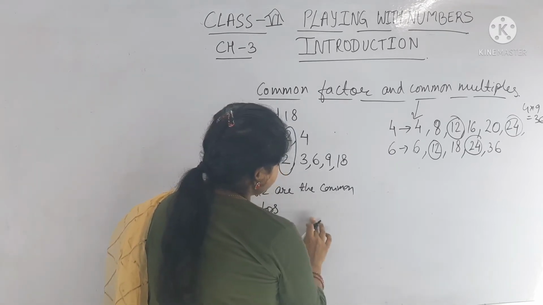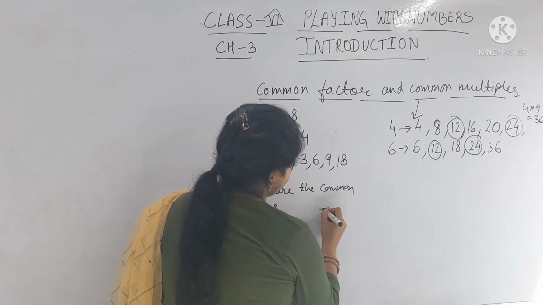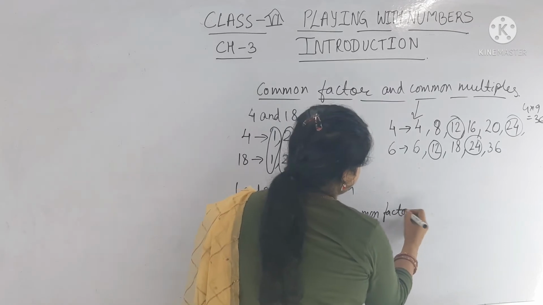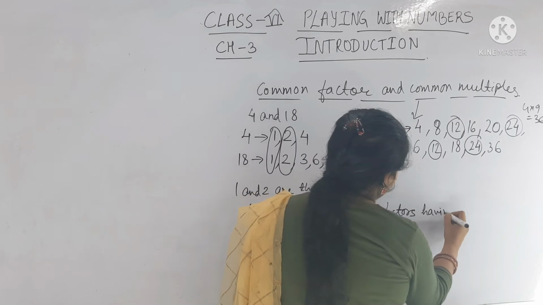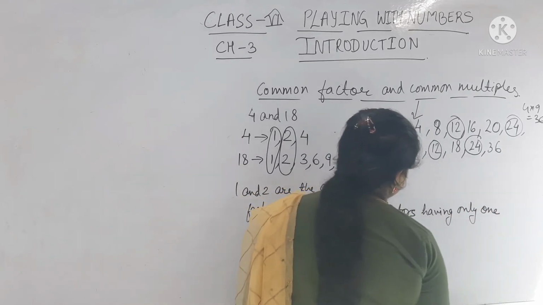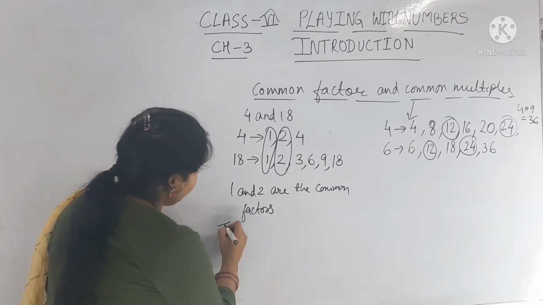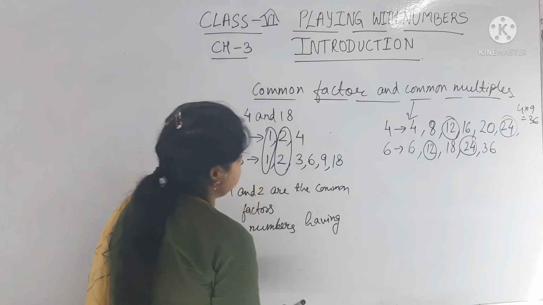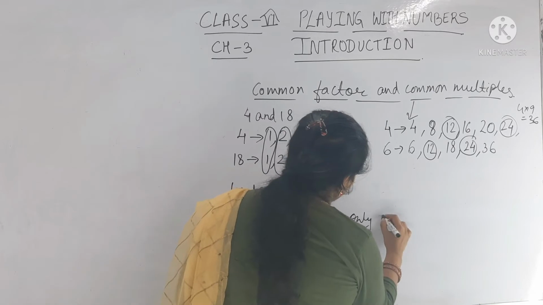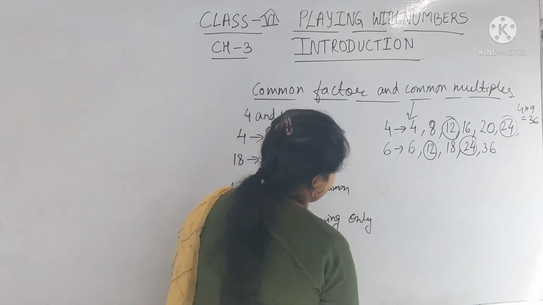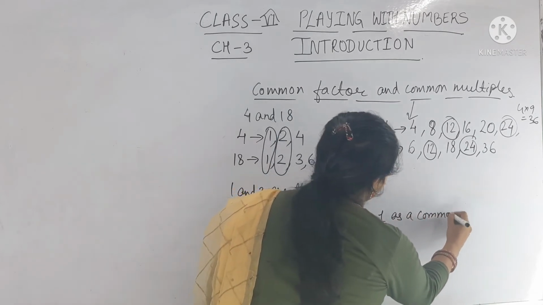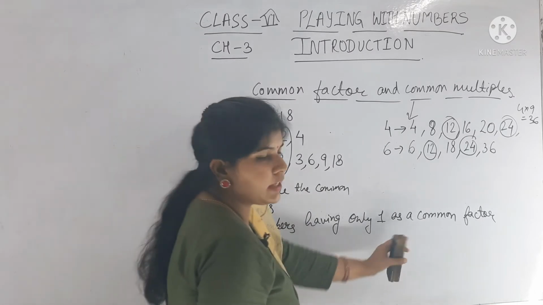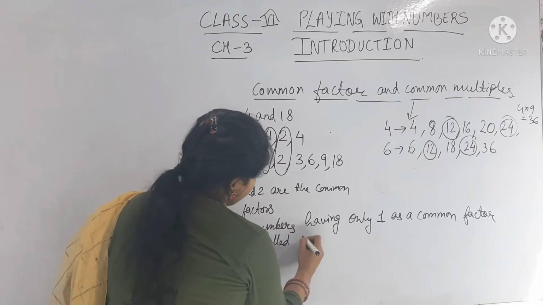One important note is that two numbers having only one as a common factor are called co-prime numbers.